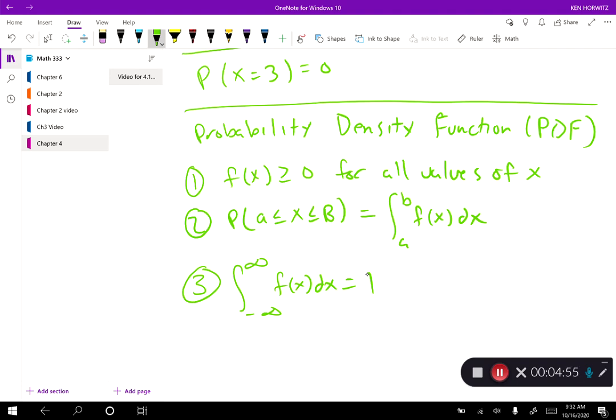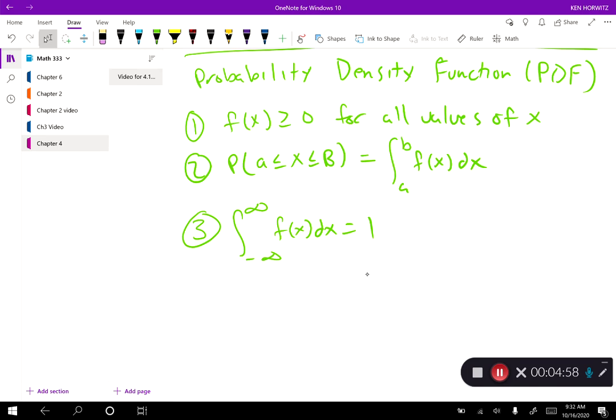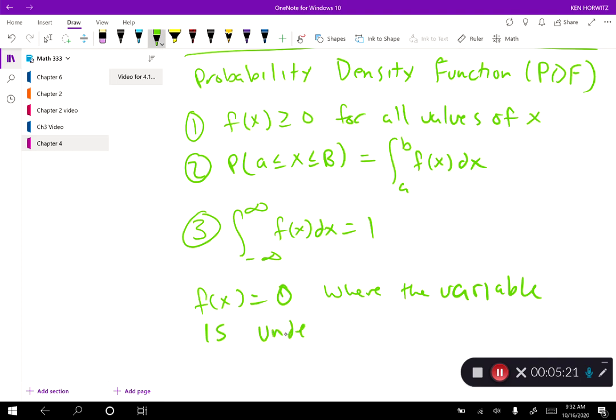All right, and just like with discrete variables, it is assumed that f of x equals 0 where the variable is undefined. All right. So let's just jump right into our first example.